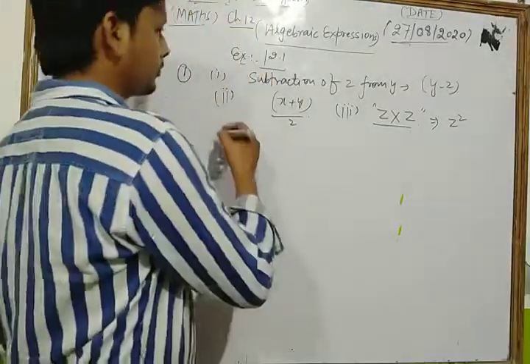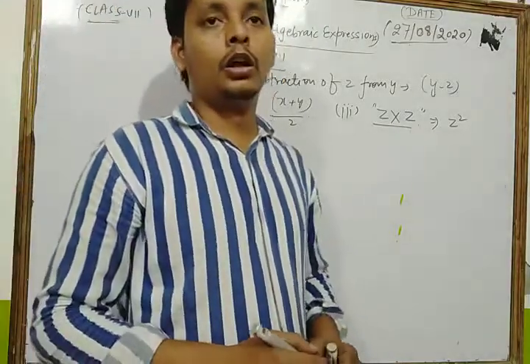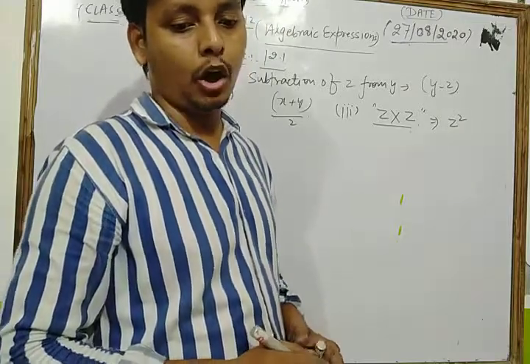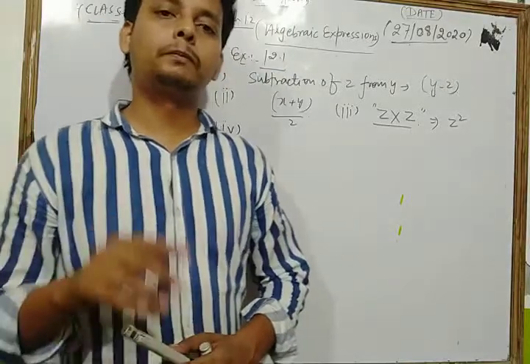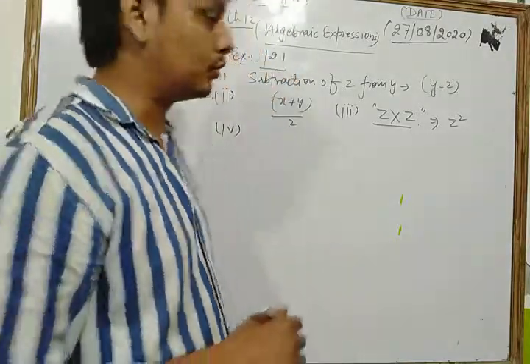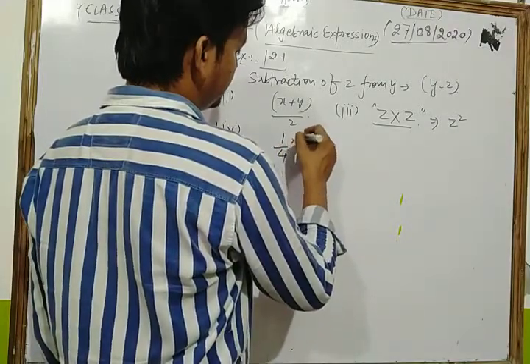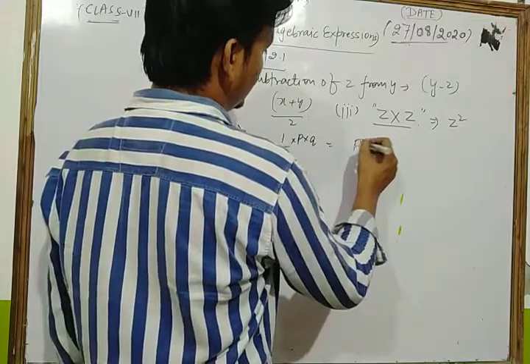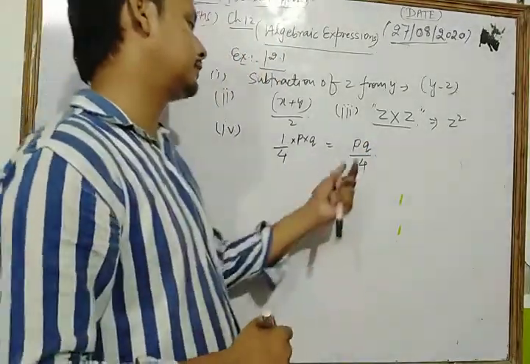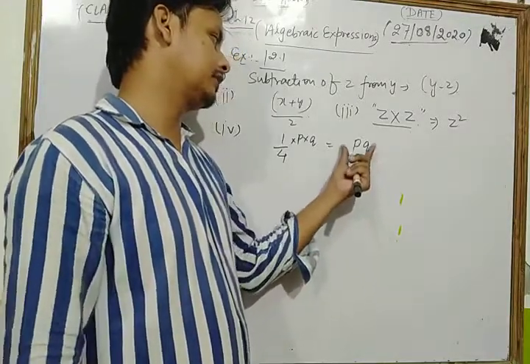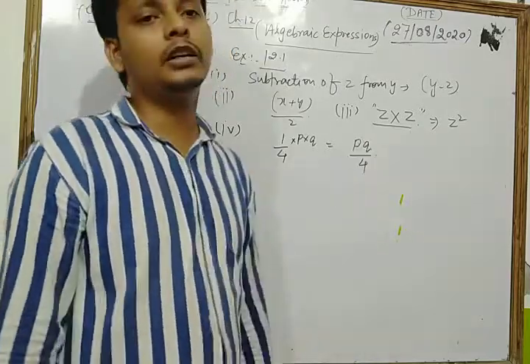Now we take and solve the fourth part of this question: 1/4 of the product of the numbers p and q. Dear student, 1/4 means 1/4, and the product of the numbers is p into q. So we write pq upon 4. This is the algebraic expression representing the statement 1/4 of the product of the numbers p and q.